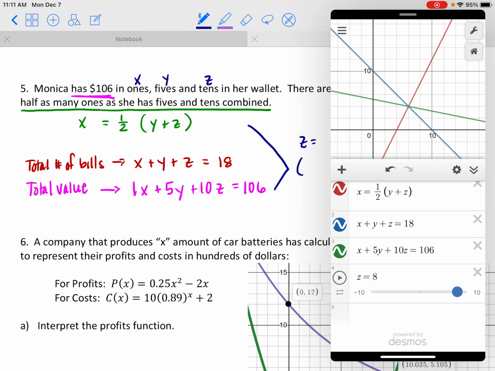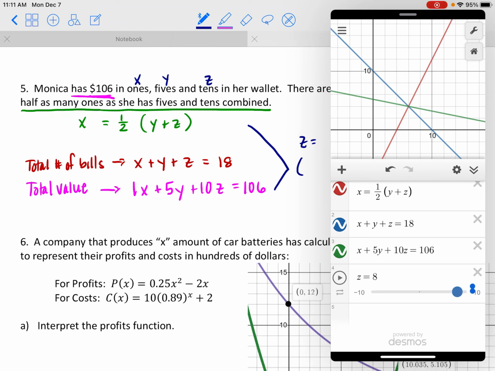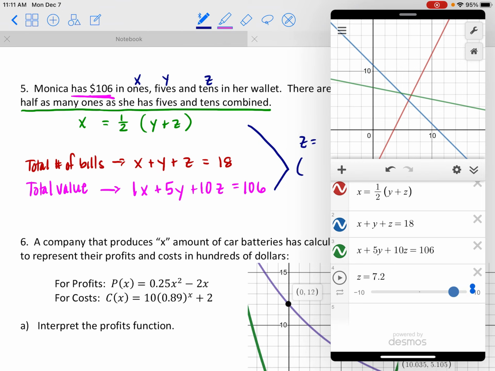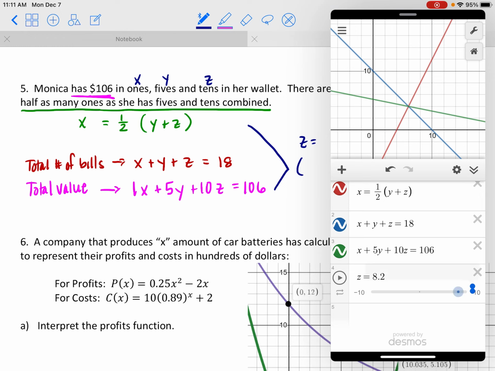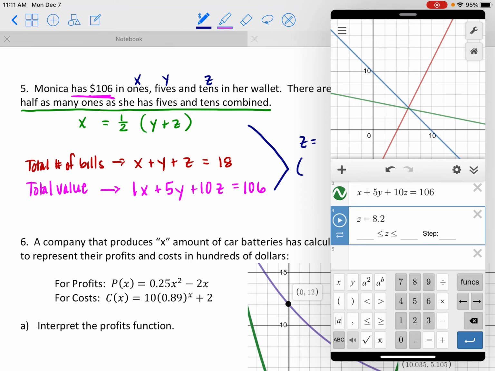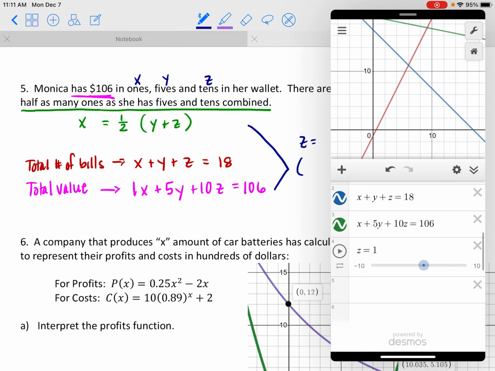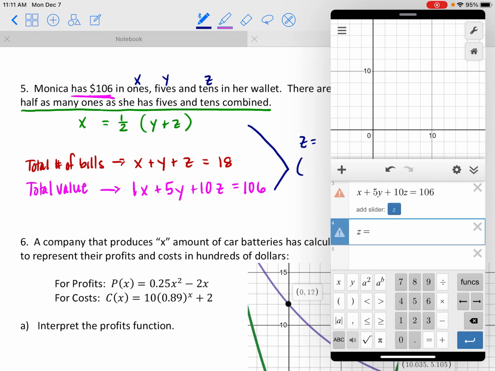Again, this should be a whole number solution, and it looks like I'm trying to get to 8, but my finger, every time I lift it, I mess it up. Okay, oh my gosh, guys, I can't. My finger. Let me try it again. I'm going to make z 8.